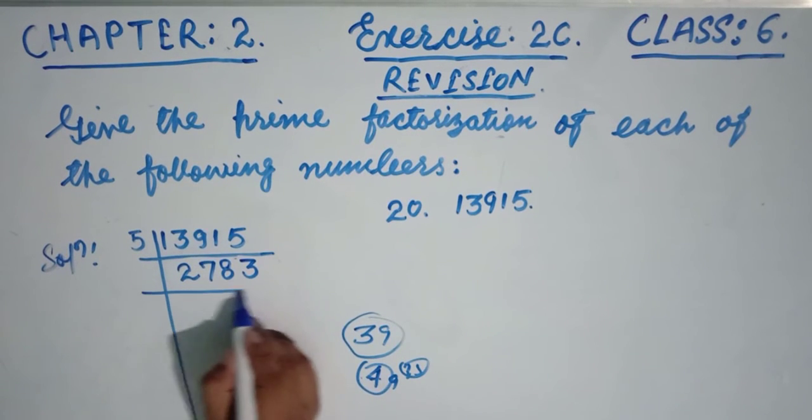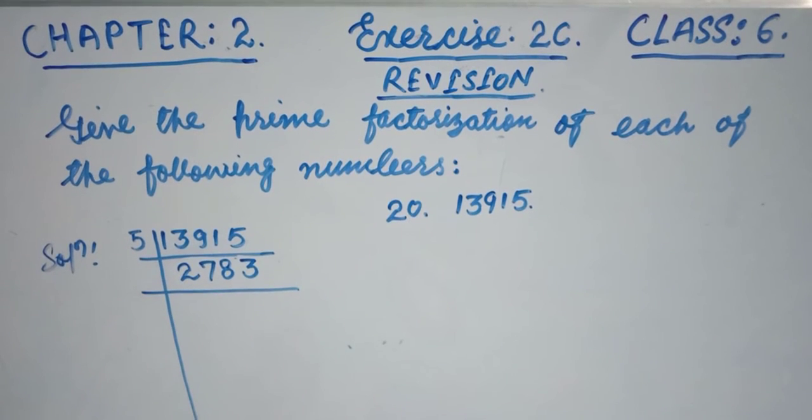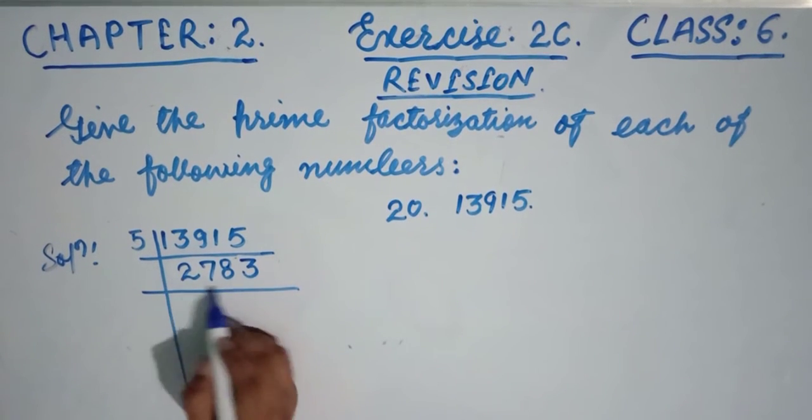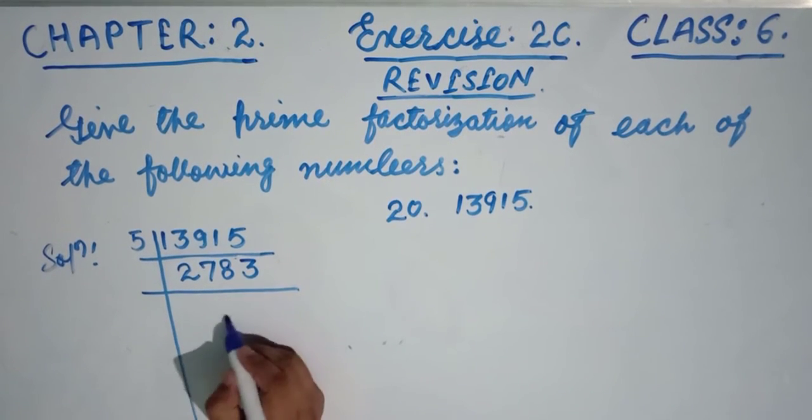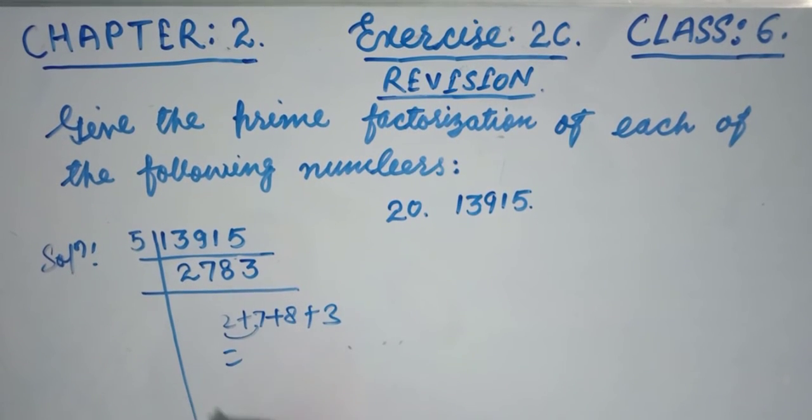Okay, then look at the friends, 2783. Which number will it get cancelled by? First check, add its digits: 2 plus 7 plus 8 plus 3. Now this is 17, 18, 19, 20. So this is 20.